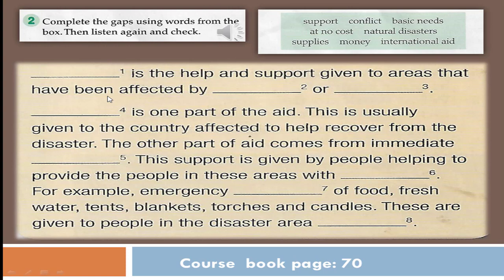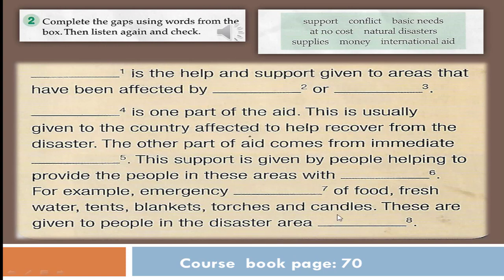What sort of aid is given? Money and aid workers, like myself. Money is one part of the aid. This is usually given to the country affected to help recover from the disaster. The other part of aid comes from immediate support. This support is given by people helping to provide the people in these areas with basic needs. For example, emergency supplies of food, fresh water, tents, blankets, torches and candles. These are given to the disaster area at no cost.